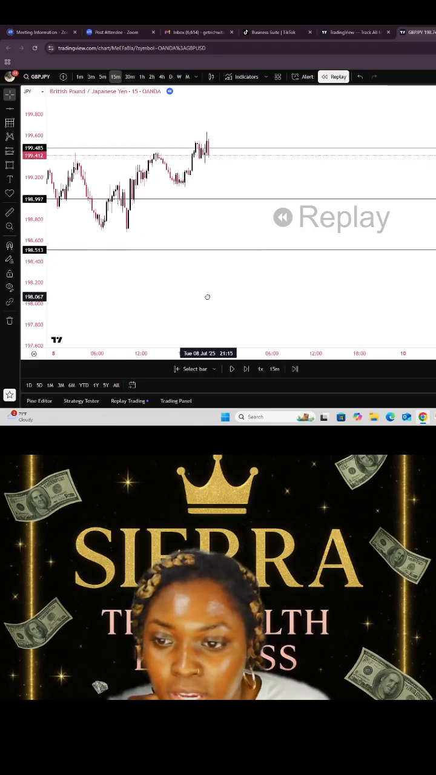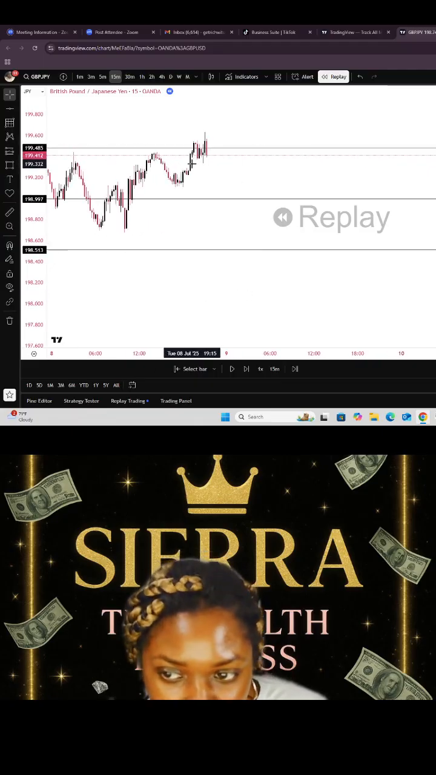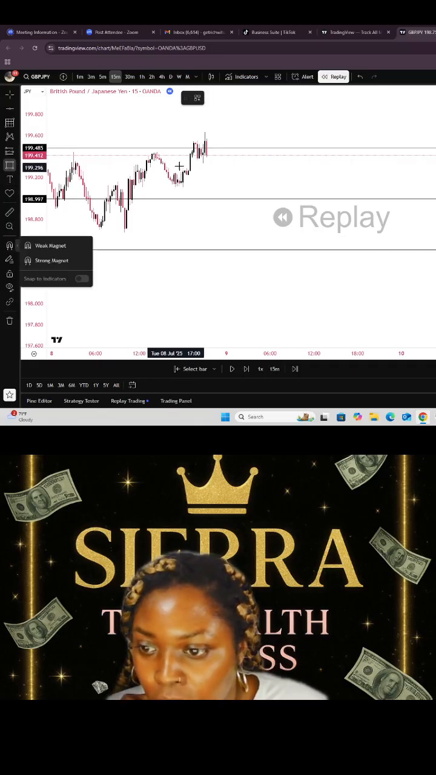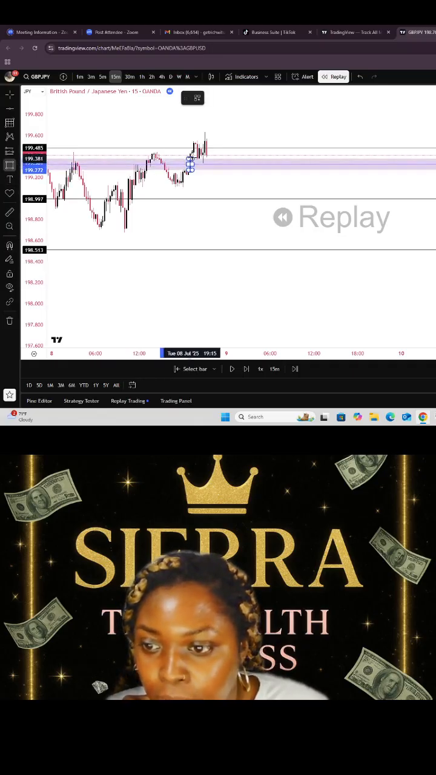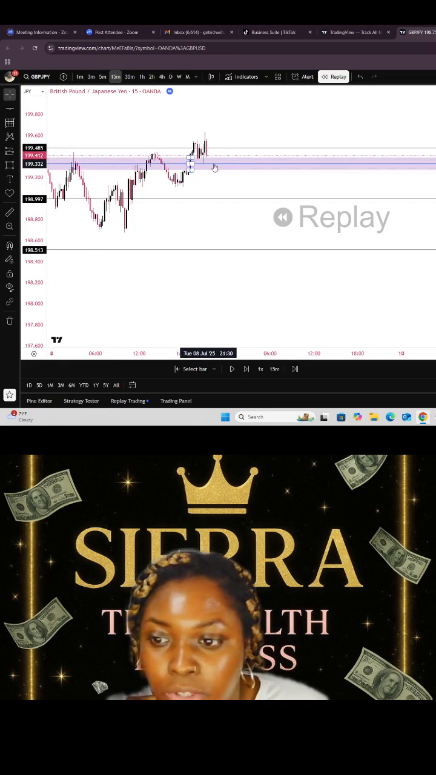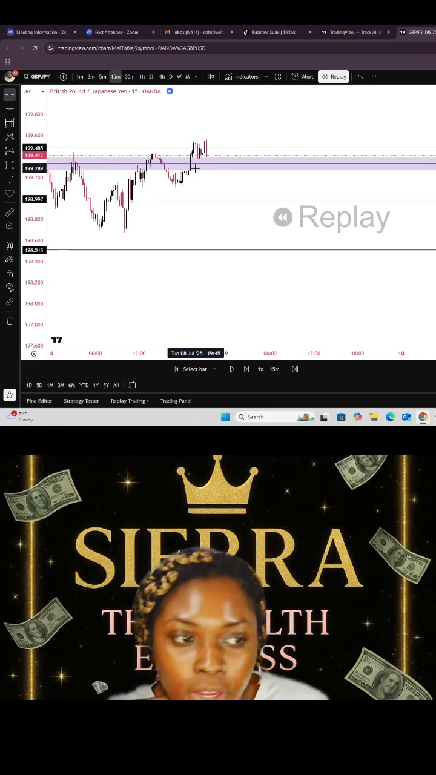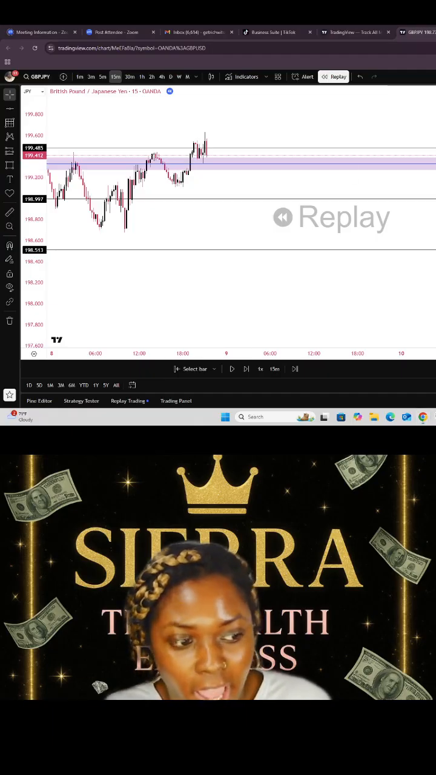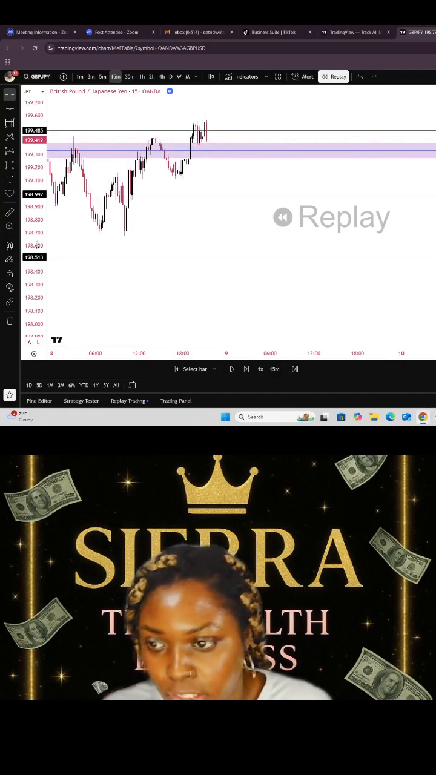As you can see, again, we have a fair value gap right here. If you have a fair value gap close to your high or your low, just use the fair value gap as your entry. Because like we saw before, it may just reject that area several times before it lets you in.